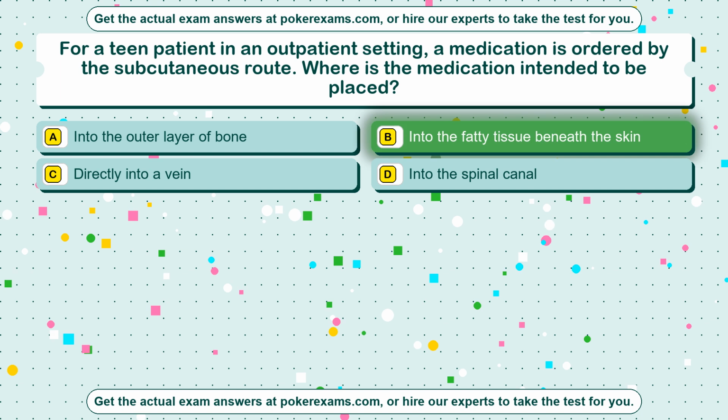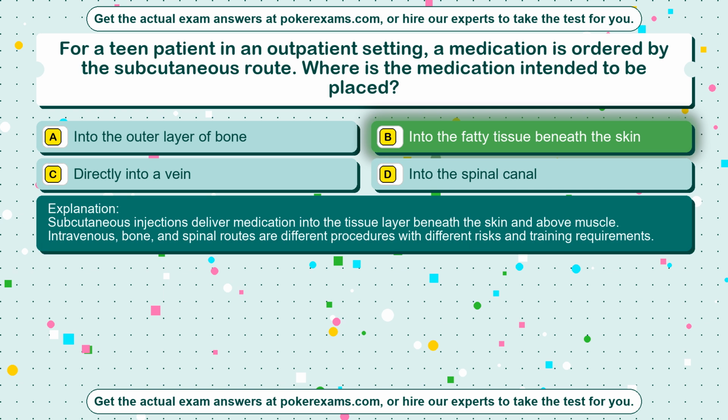The correct answer is option B, into the fatty tissue beneath the skin. Subcutaneous injections deliver medication into the tissue layer beneath the skin and above muscle. Intravenous, bone, and spinal routes are different procedures with different risks and training requirements.